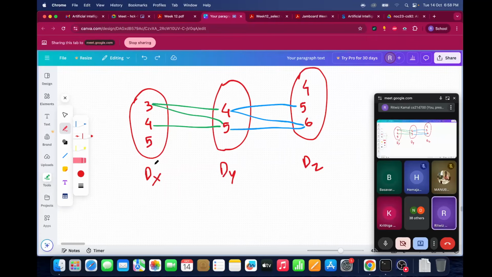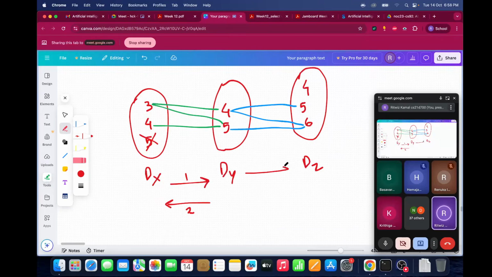Okay. Now let us apply the revise function in all directions as we discussed. So first in dx to dy direction, which will remove 5 from dx. Yeah, because there is no element connecting 5 to any other element in dy. Next we apply dy to dx. Will this remove anything from dy? No, right? Because for every element in dy there is at least one image in dx. So no removals from dy.